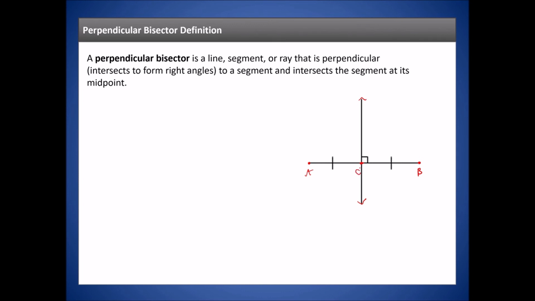From A, let's call this point C. So we know that AC is the same measure as CB. And you have this right angle here, and that indicates that it's perpendicular, hence why it's called the perpendicular bisector. So this line right here that's cutting the other segment in half is called the perpendicular bisector. And remember, the short-hand symbol for perpendicular is this upside down capital T.